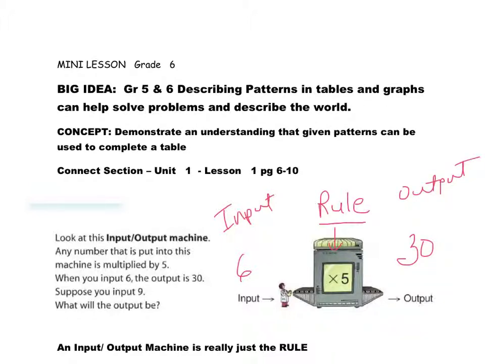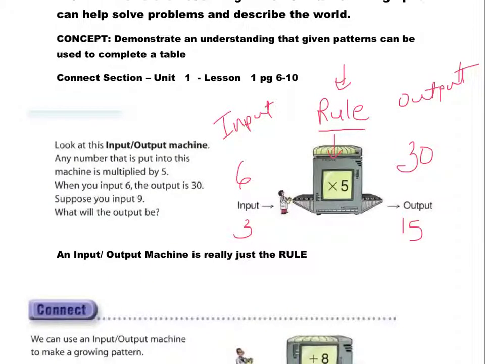And the nice thing is, if it's a rule, it should apply to any number we choose. So if I chose 3, 3 times 5 would be 15. If I chose 4, 4 times 5 would be 20. If I chose 5, 5 times 5 would be 25. So we've applied our rule to our input to get our output. As I said, in your textbook, when it says input-output machine, it really just means find the rule.